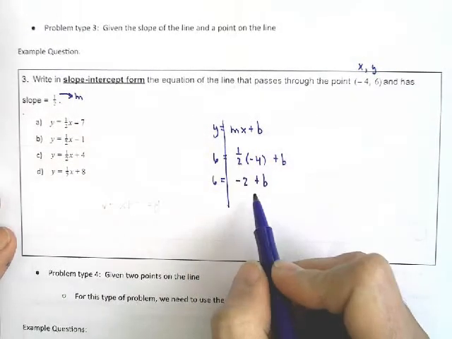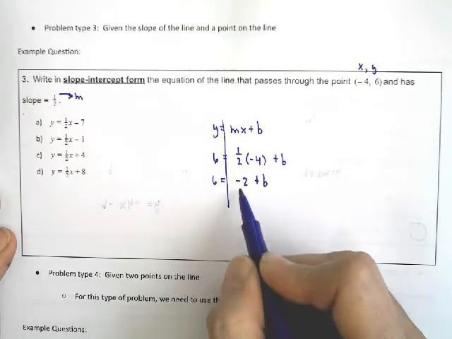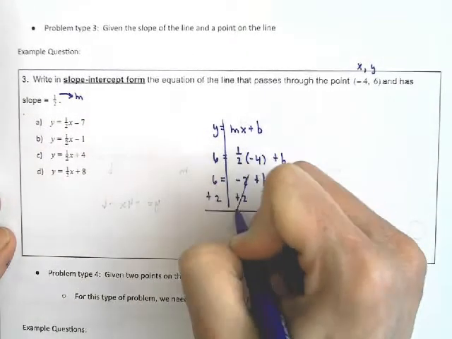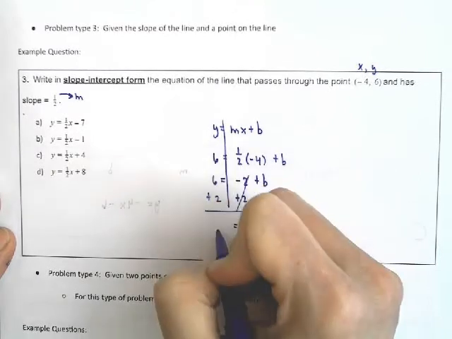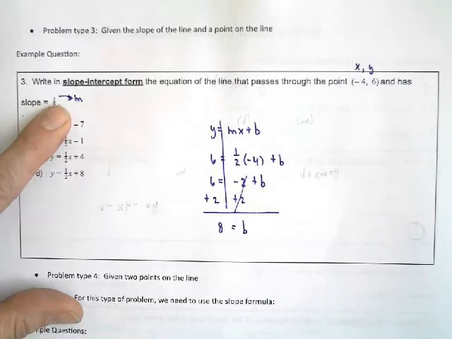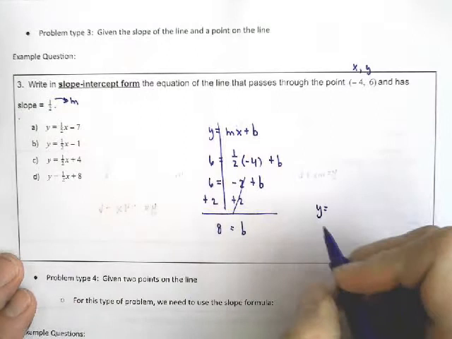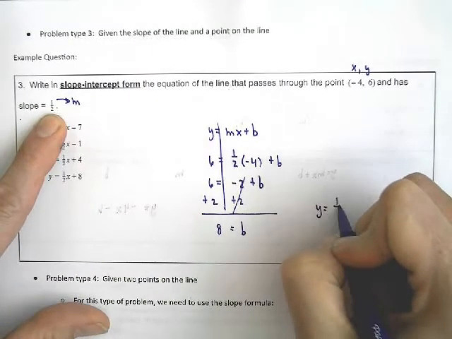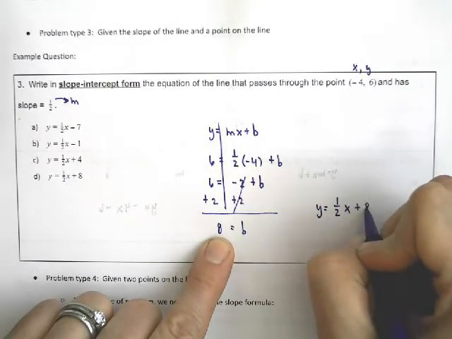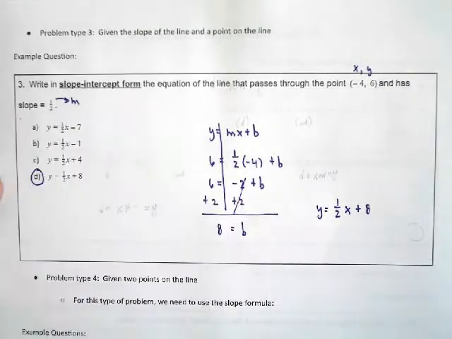plus b. Now, if I want to isolate b, get it all by itself, since this is a negative 2, I'm going to add 2 to both sides. And I get b equals 8. So now I have my m here. I have my b here. So I'm going to plug into y equals mx plus b. So my equation is y equals 1/2 x. Since this is a positive 8, it's going to be plus 8. So if I look here, that's going to be choice D.